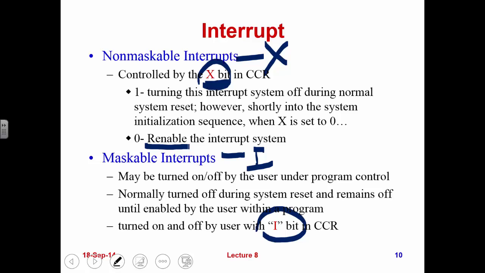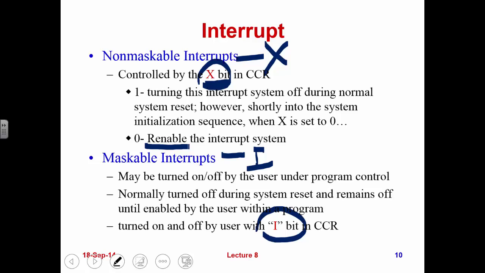When the interrupt system is re-enabled, it can interrupt our CPU. So make sure that when it's 0, we enable the non-maskable interrupt. When it's 1, we turn it off. Similarly for the maskable interrupt. At the beginning it is turned off, by making the bit I to 1.